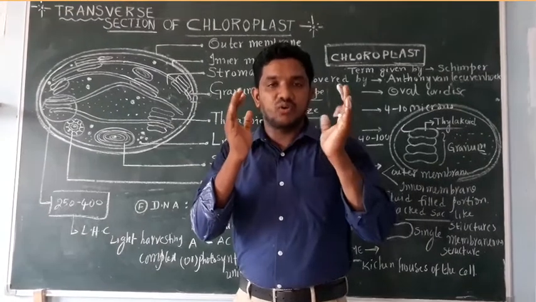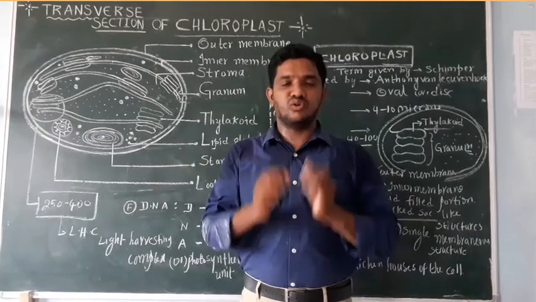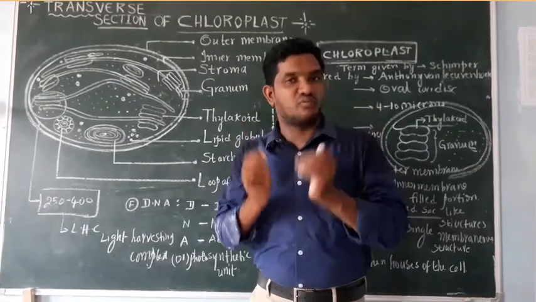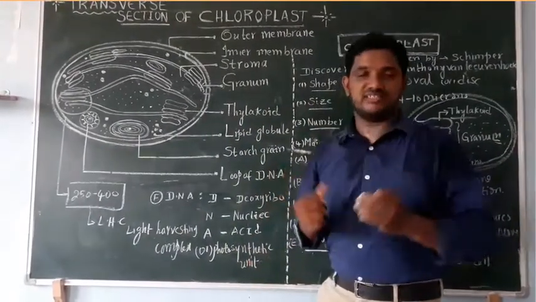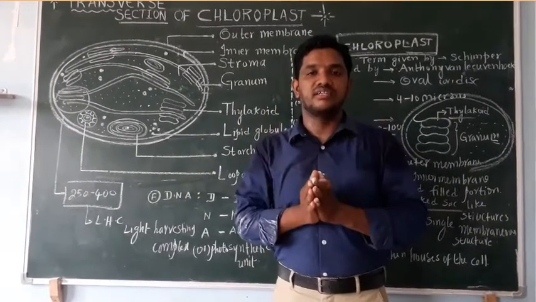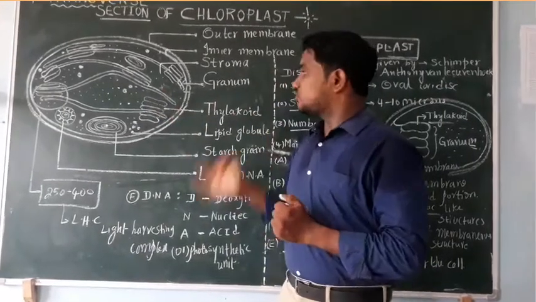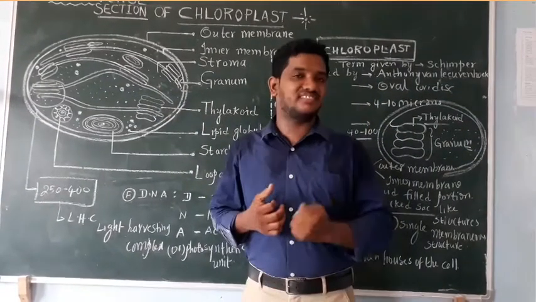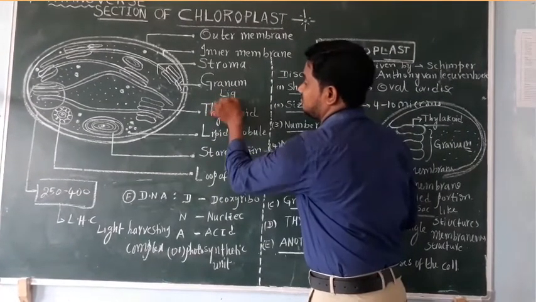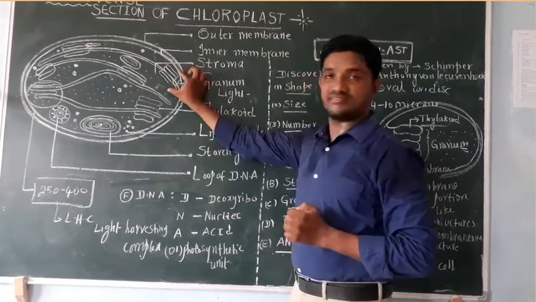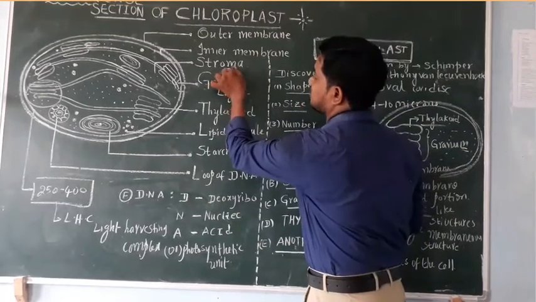A group of nearly 250 to 400 chlorophyll pigments grouped together forms a light harvesting complex, that is LHC. It is also called the photosynthetic unit. These all are involved in preparation of food material. In this, two important parts are there. Two chemical reactions take place. Light reaction takes place in granum. This is the granum part. Dark reaction takes place in the stroma.